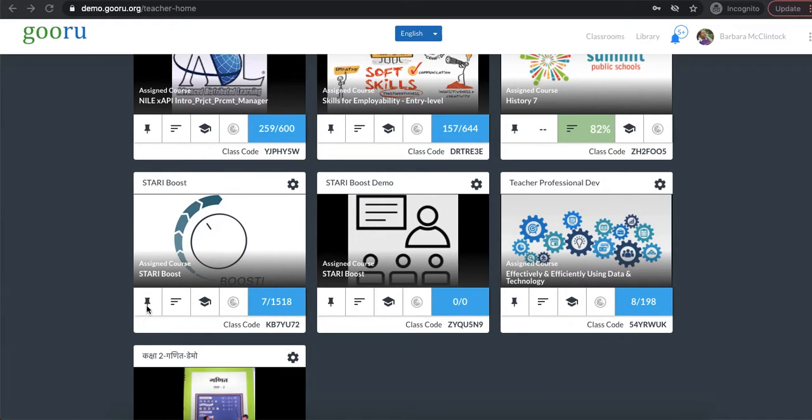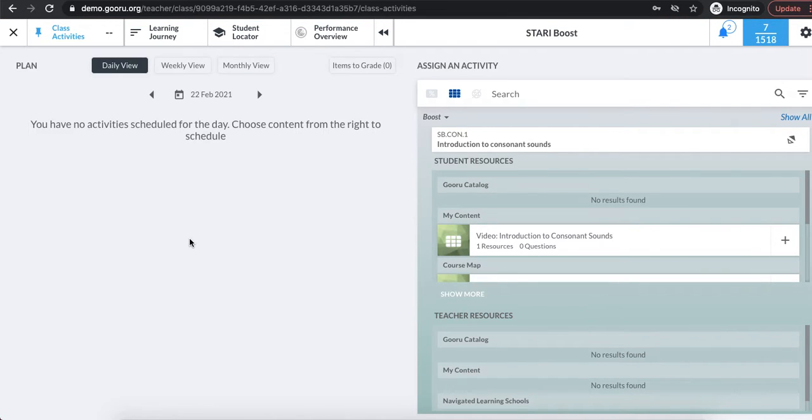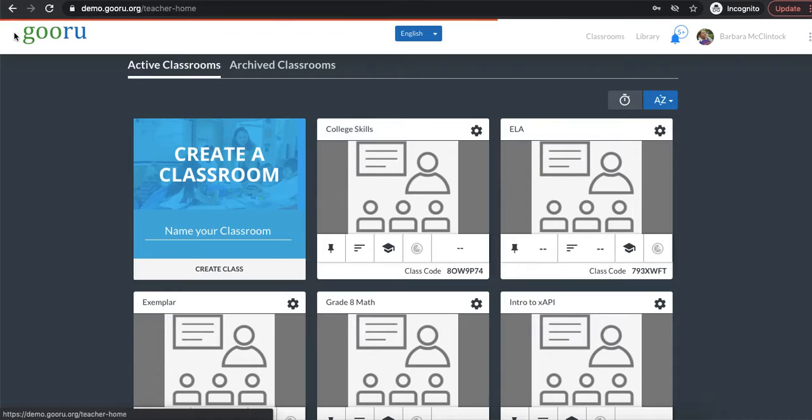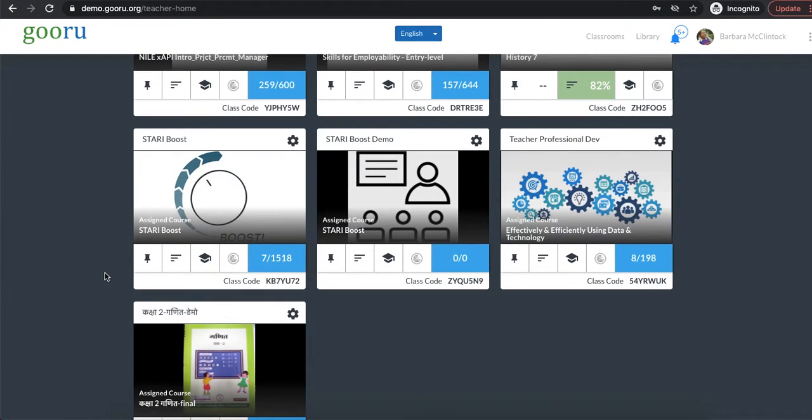So from here, I have a bunch of different icons, and I also have this image part of the class card. So clicking on the image portion of the class card brings me by default to a class activities page. We're not going to focus too much on this page, so I'm going to click the X button in the upper left-hand corner to bring us back out to the classroom card. I'd like to focus more on these icons.